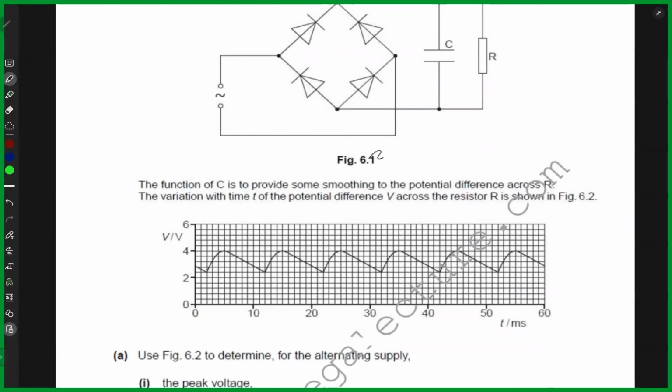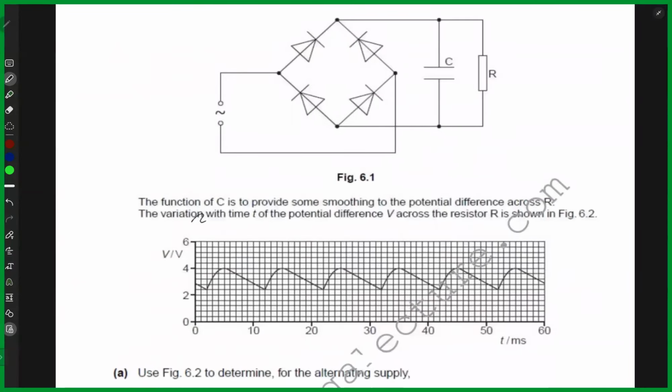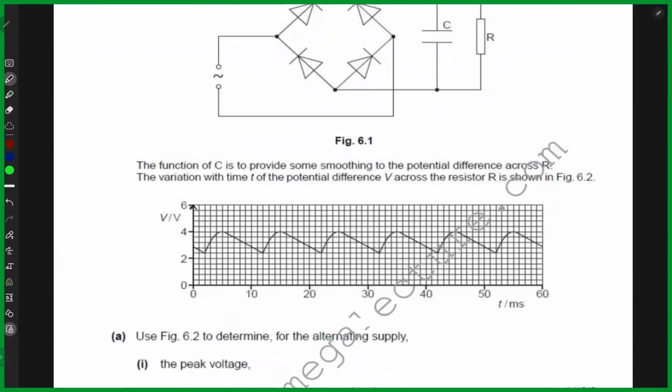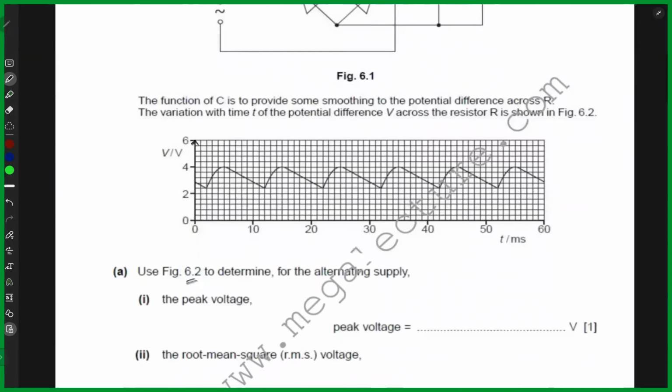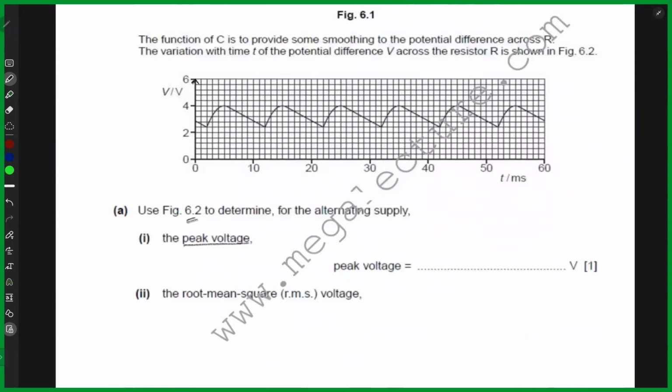The function of C, the capacitor, is to provide some smoothing to the potential difference across R. The variation with time t of the potential difference across R is shown. So this is the graph that you would normally expect for this type of circuit. There is a capacitor connected, so you would expect a smoothed voltage graph. Okay, so using this figure 6.2, determine for the alternating supply the peak voltage.